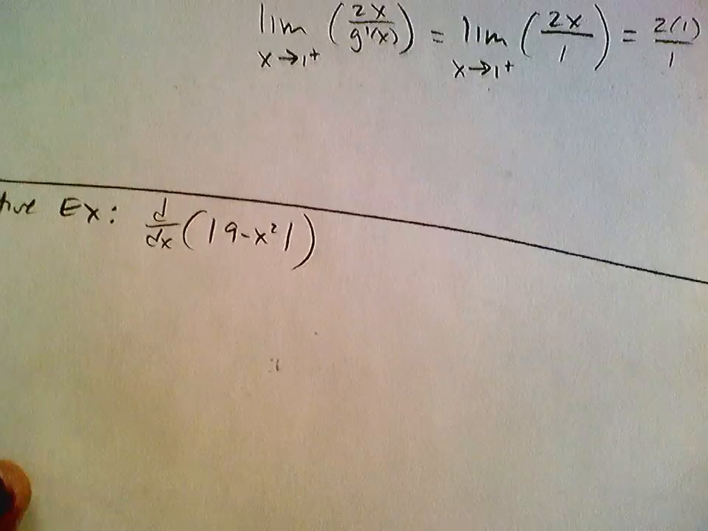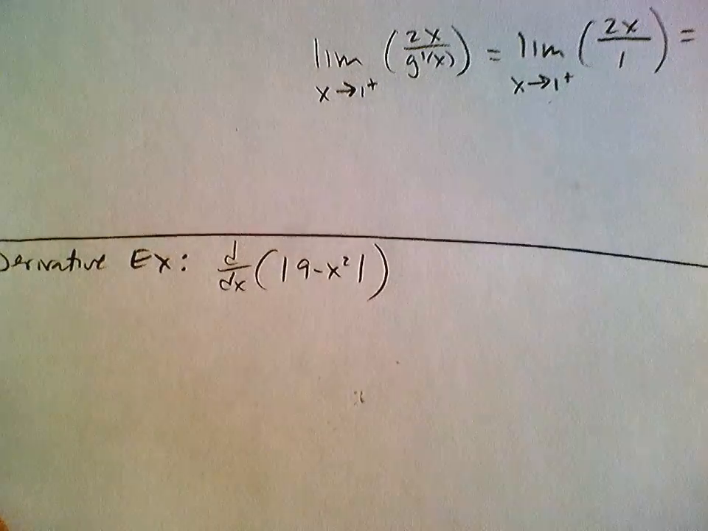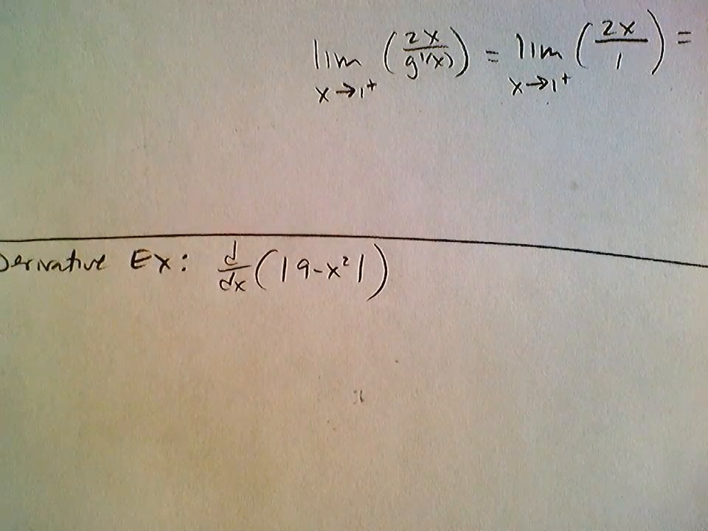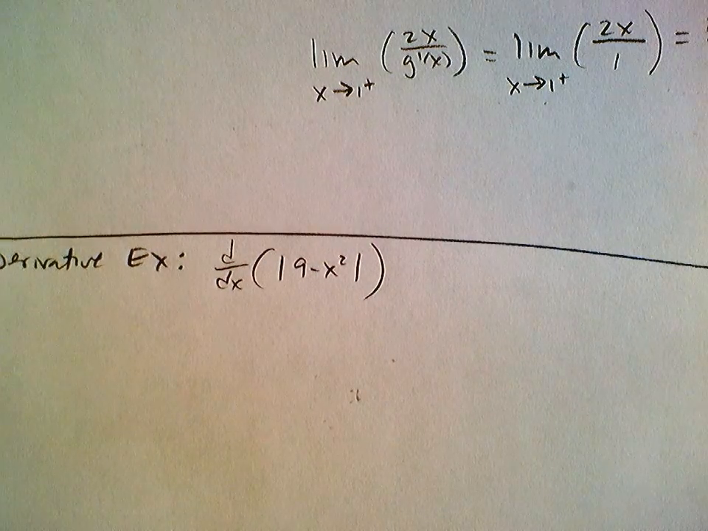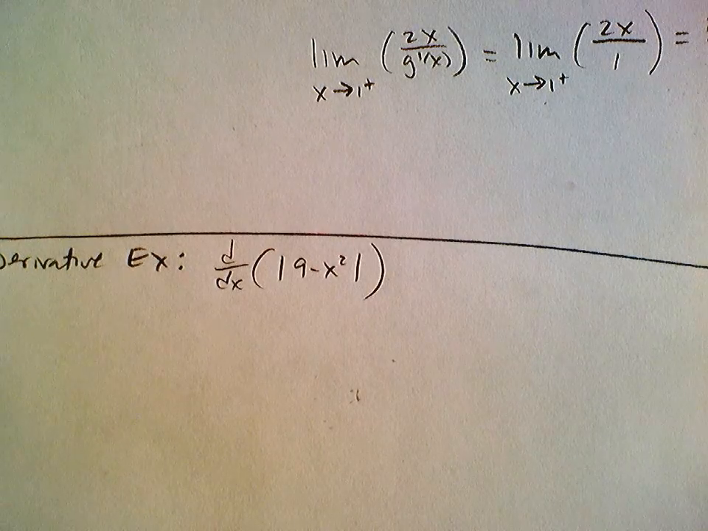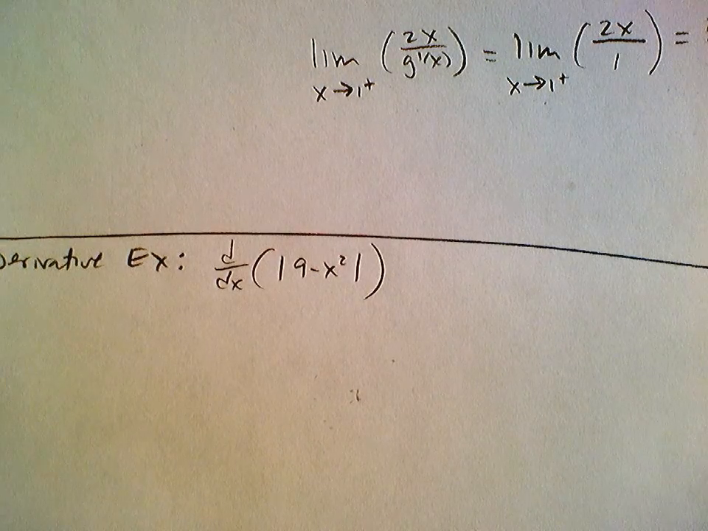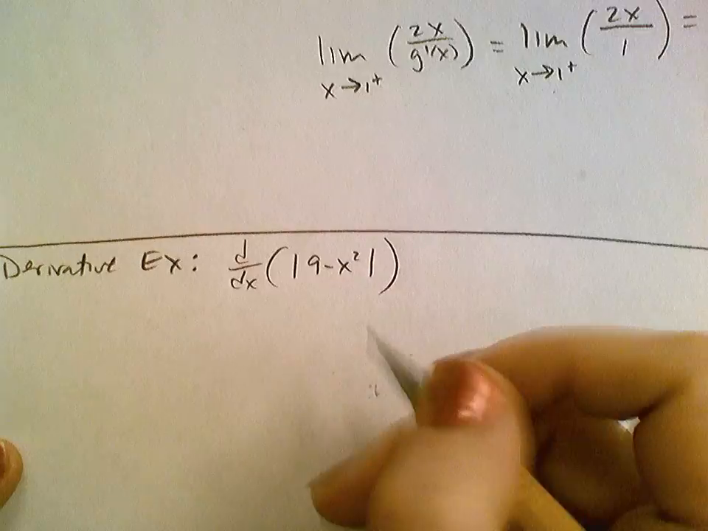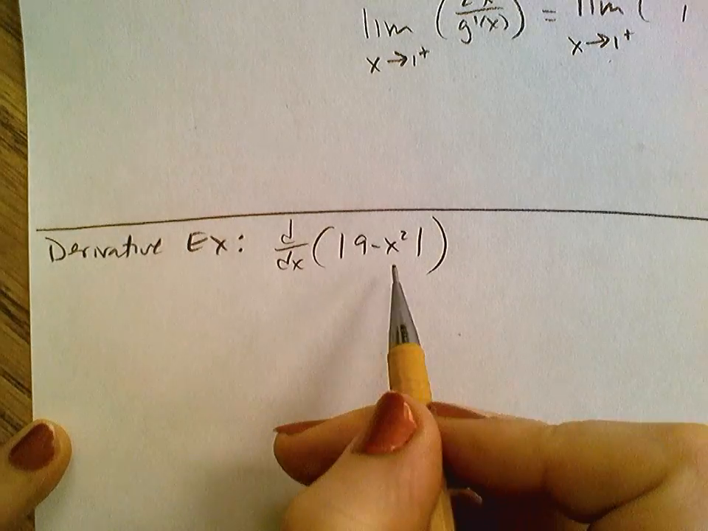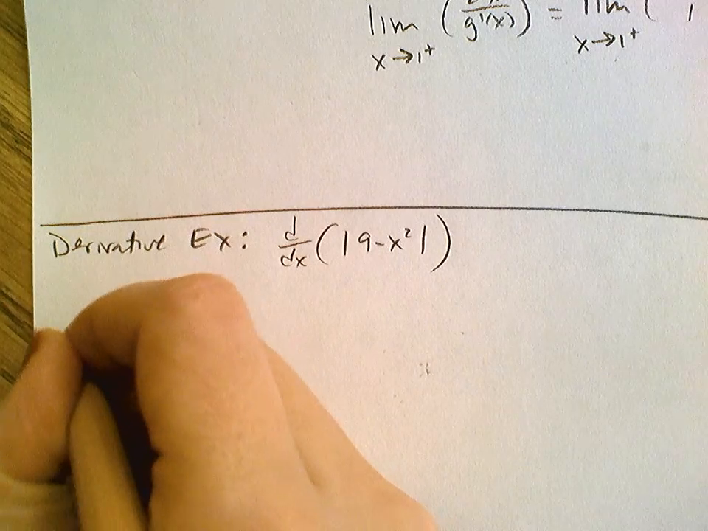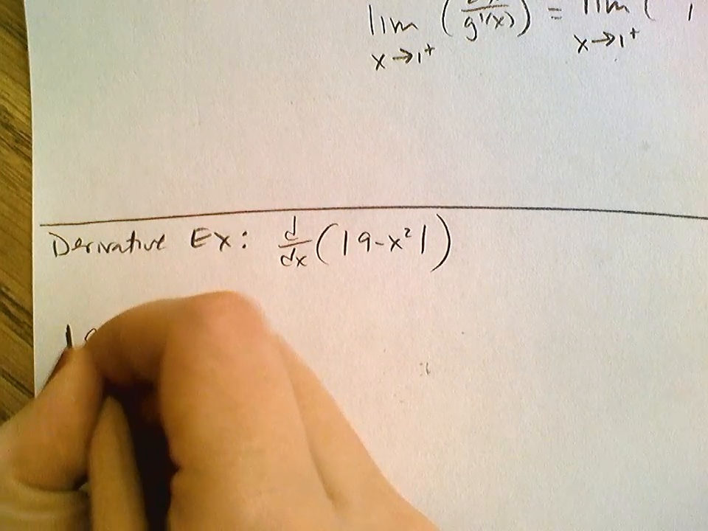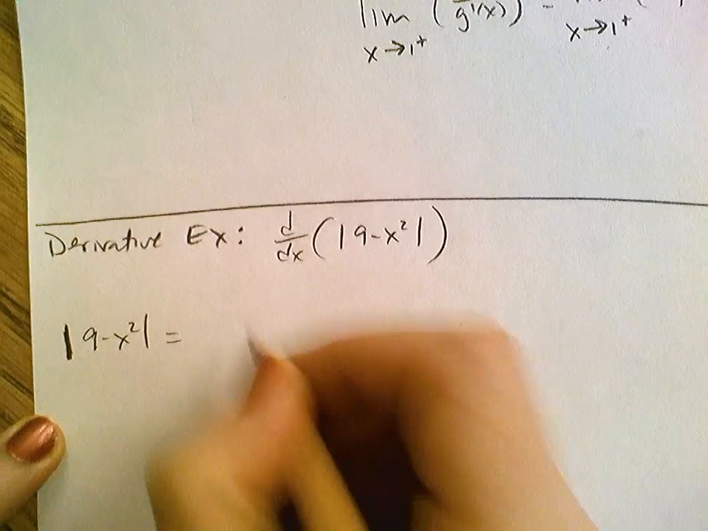Okay, now here is a derivative example. Same as before, if you are dealing with an absolute value function, you need to express it piecewise. You need to rewrite it piecewise. So we're finding this time the derivative of this. So I want to express this piecewise.